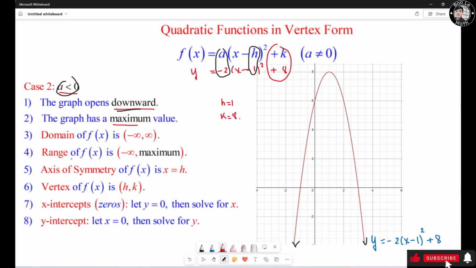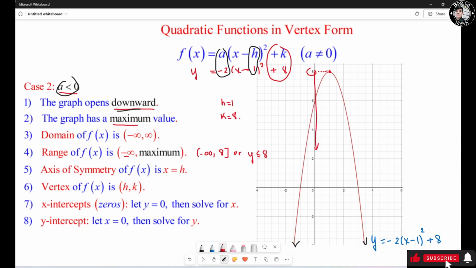The range is going to be from negative infinity to the maximum. Now the maximum right here equals 8, right? So you can write the range as parenthesis negative infinity to 8 bracket, or you can write y less than or equal to 8, right? Because it's from 8 all the way down.